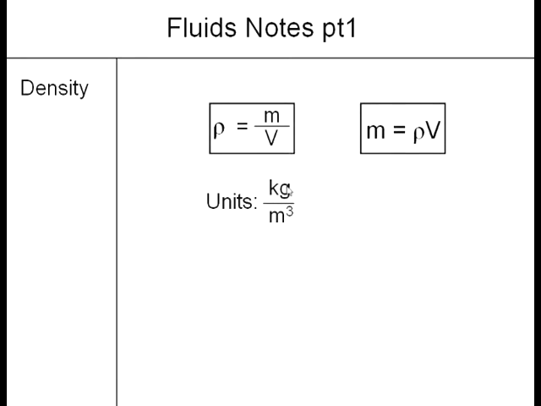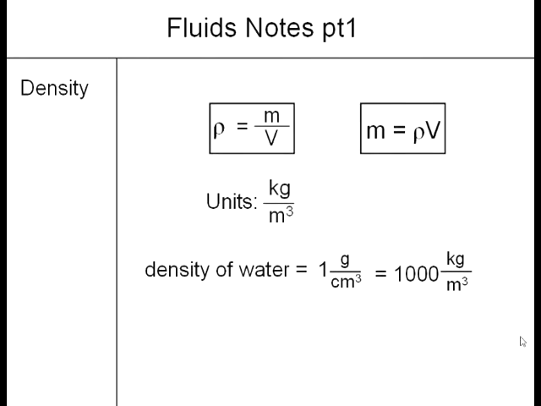Density in physics is measured in kilograms per cubic meter. Density of water is something you should have memorized. It's 1 gram per cubic centimeter in chemistry class. In physics, it's 1,000 kilograms per cubic meter.